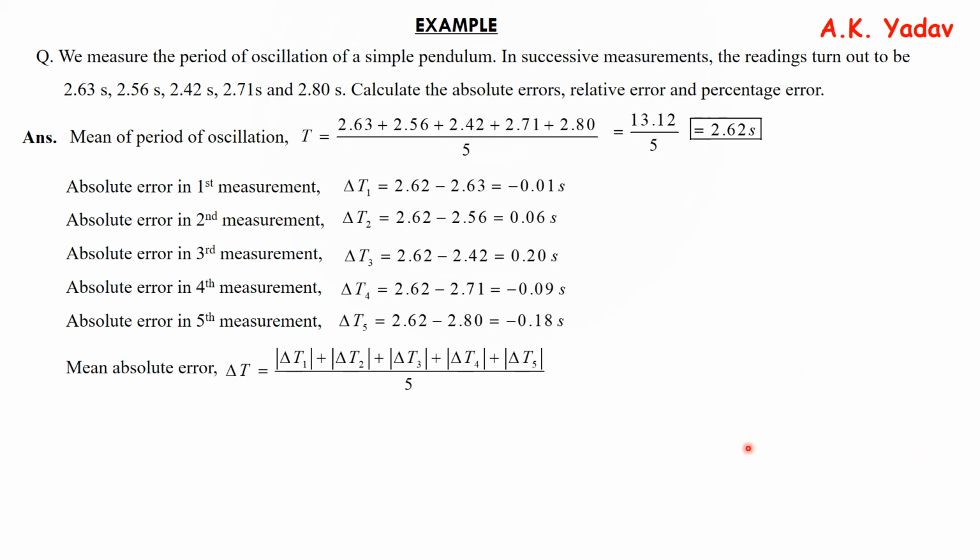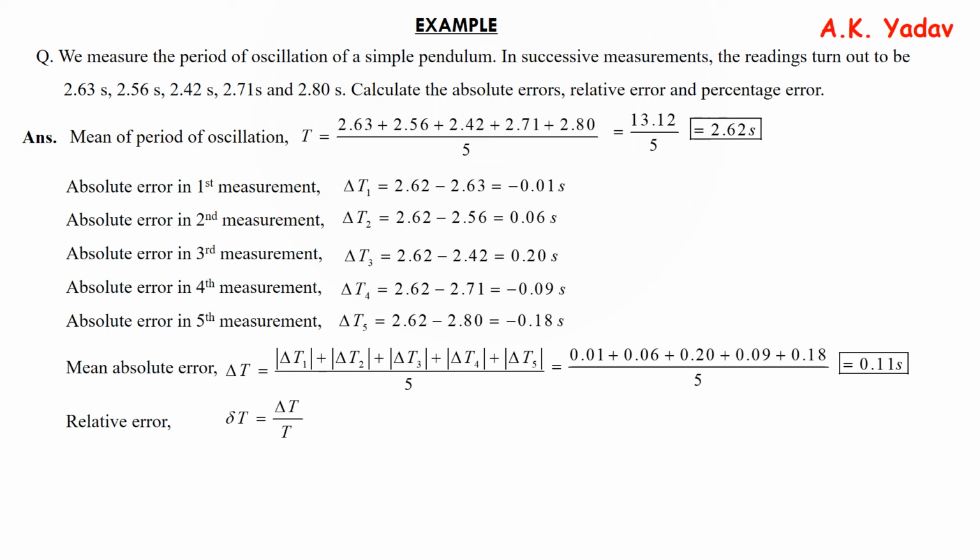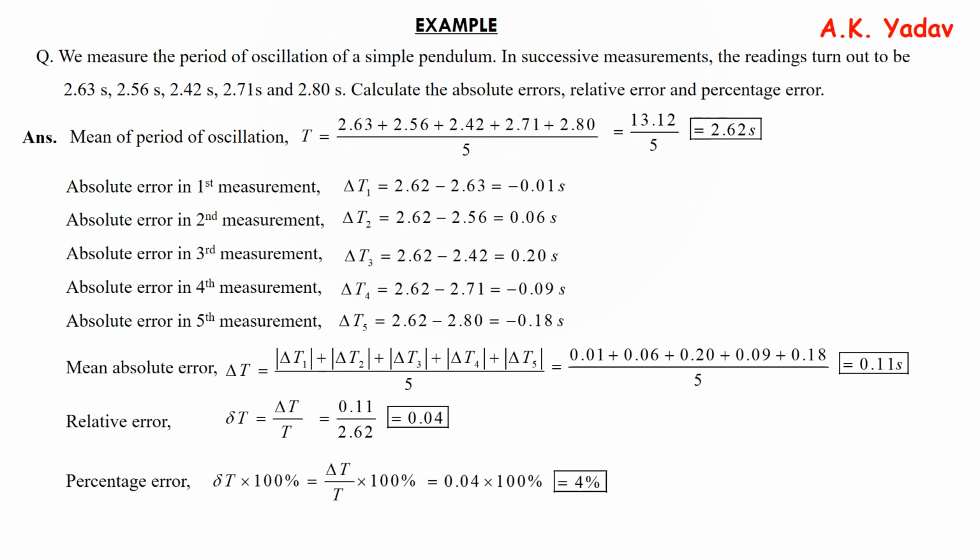Now the mean absolute error, as I said, is the magnitude of all divided by the total number. As I told you, we don't take the negative signs, so we took all in positive, added them, and then divided by 5. I got 0.11 seconds. I want to find out the relative error. So it is delta t by t, which is 0.11 by 2.62, which will give me 0.04. Okay, percentage error, this 0.04 into 100%, that is 4%.